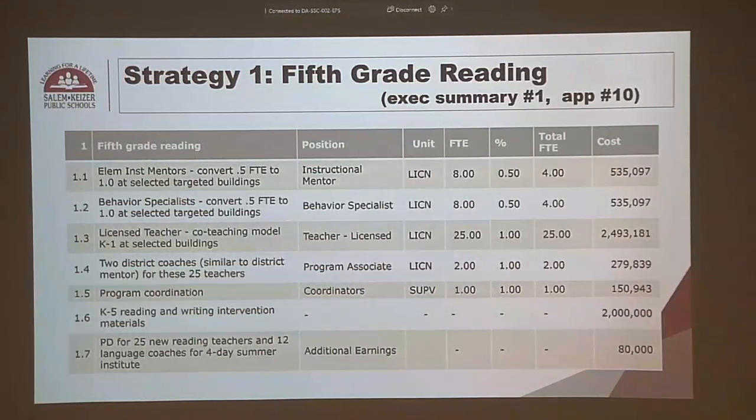$2.493 million. The 2 district coaches, remember that we are going to have one of them in Spanish and one of them in English, would be 2 full-time FTE for $279,000. The program coordinator is the administrator to oversee all of this, and that is $150,000. The reading interventions for struggling readers across our district will be $2 million as a purchase to be able to provide that as a foundation across.